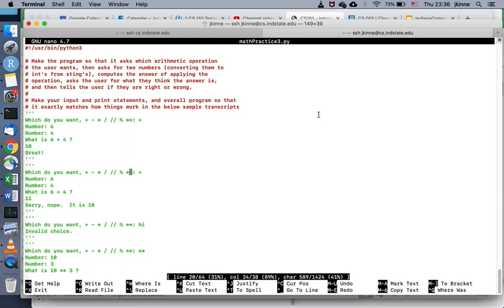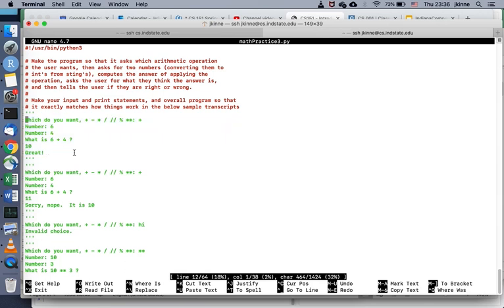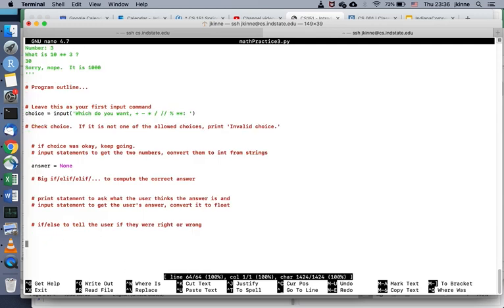I've given you an outline for this one as well. Remember, these up here are transcripts, so this is running the program one time. And if you typed plus, 6, 4, and 10, this is exactly what your screen should look like when you get the program finished. Okay, so here's the outline.